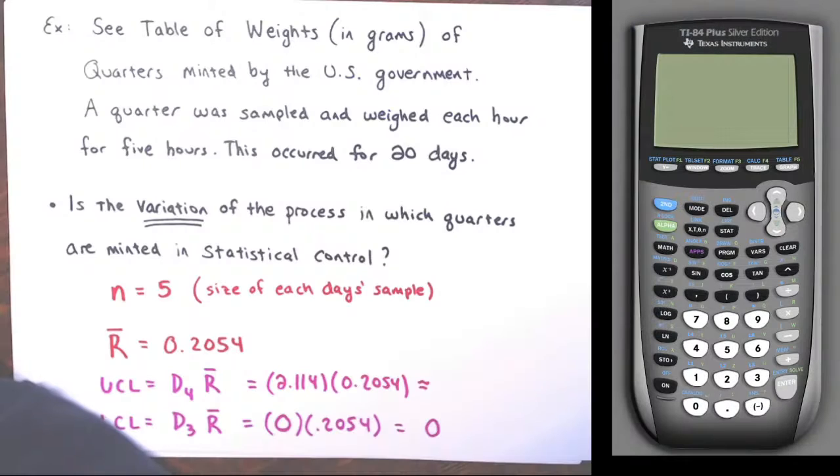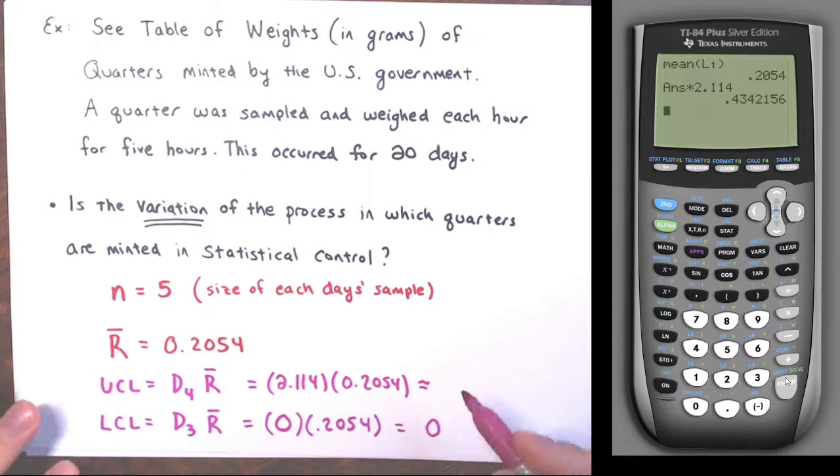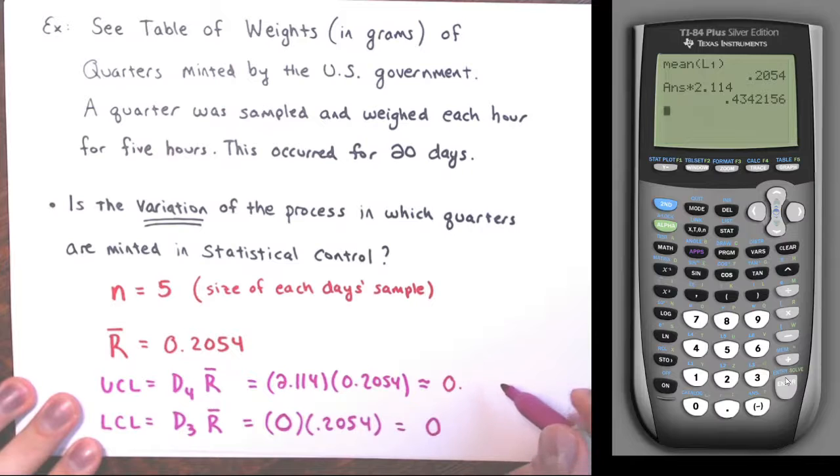So back here, let's turn this back on. Now, notice on my calculator, 0.2054 was the previous answer, so let's hit times, and it takes the previous answer times this D4 I found from that table, 2.114. And we're getting approximately 0.4342.